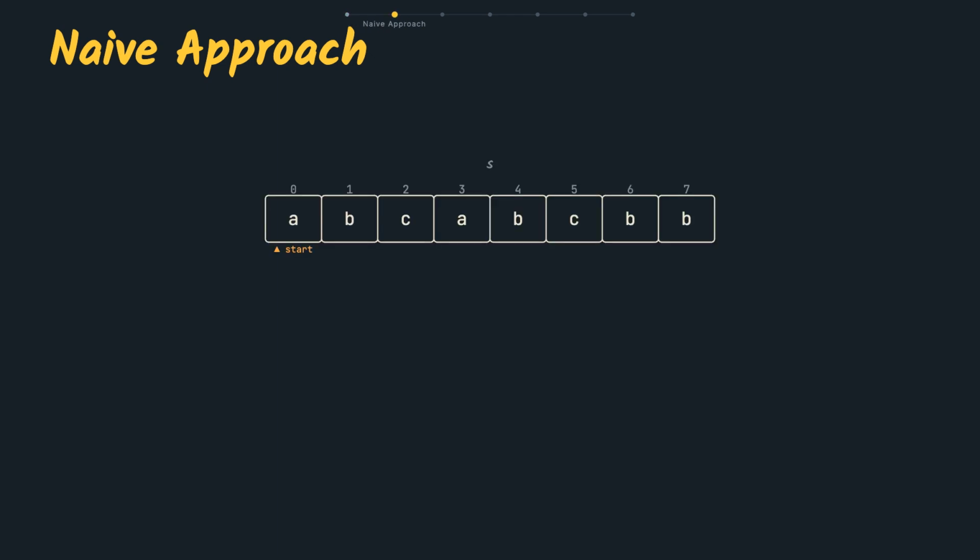Fix a starting point, then scan right until you hit a character you've already seen. Start at 0, a, b, c, then index 3 is a again, stop, length 3. Now start at 1, b, c, a, then index 4 is b, stop. Also length 3, same answer but look at the overlap. We just rechecked b and c from the previous pass. Every new start means scanning characters we've already examined. On a long string that adds up fast, we need a way to avoid the repeated scan.